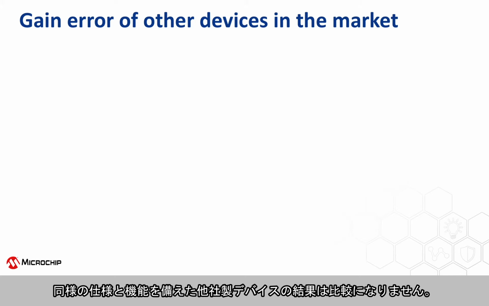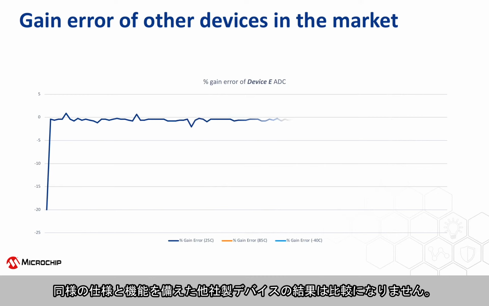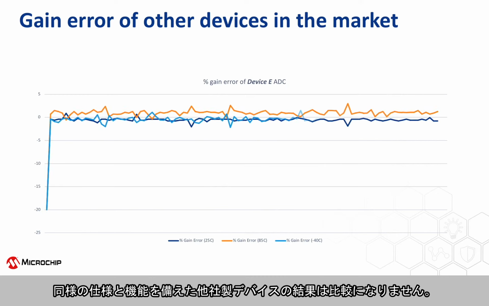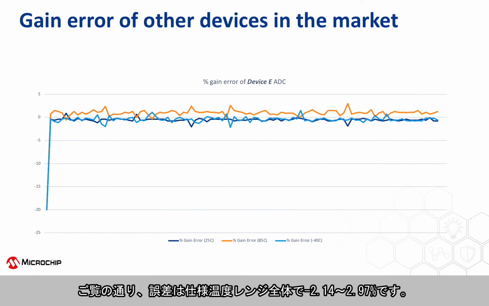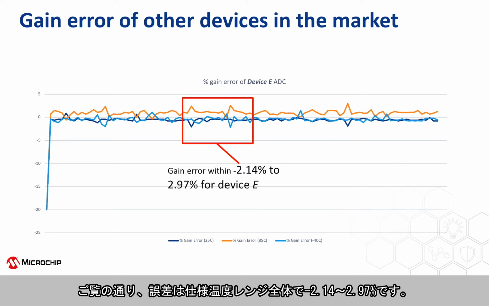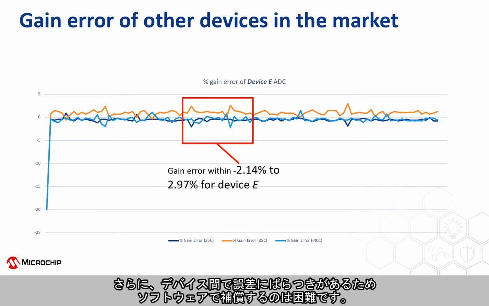The results of other devices in the market with similar spec and functionality are not even comparable. As you can see here, the percentage error in other devices in the market ranges between negative 2.14% and 2.97% across the spec temperature range. The error also varies from device to device, which makes it difficult to compensate in software.